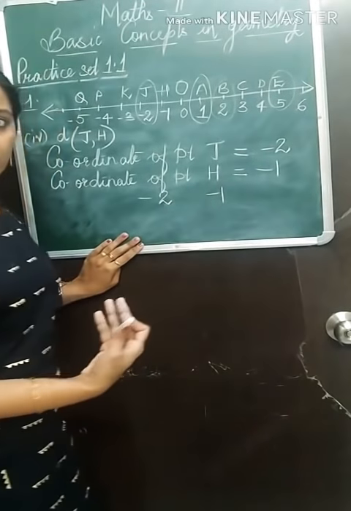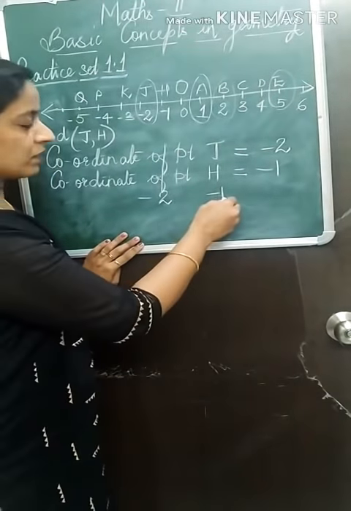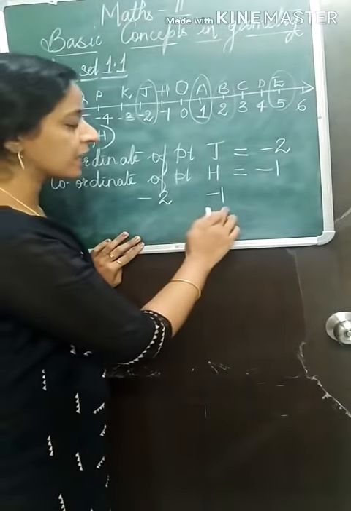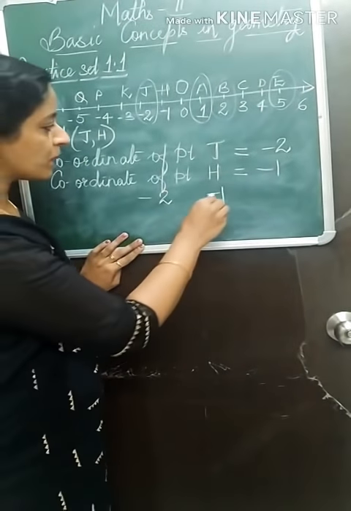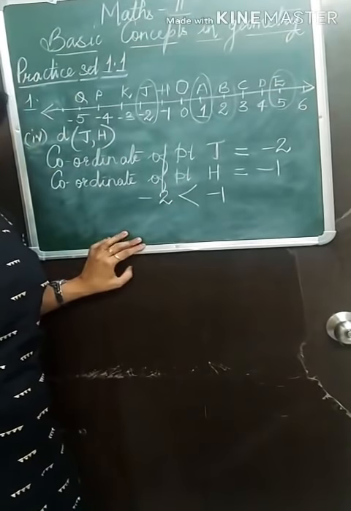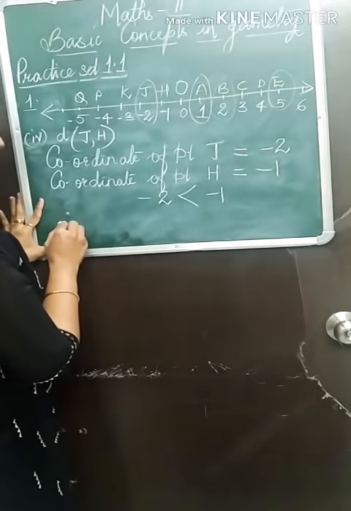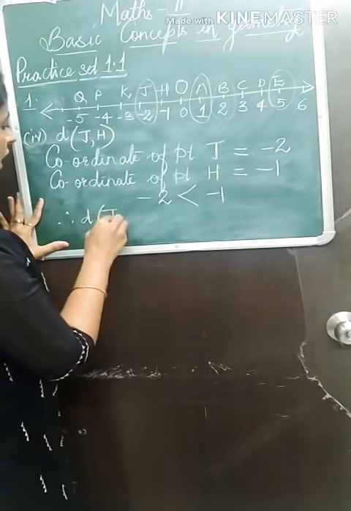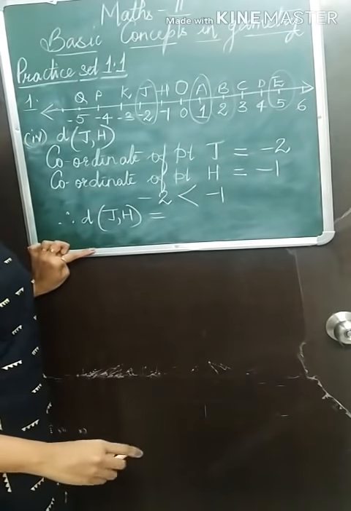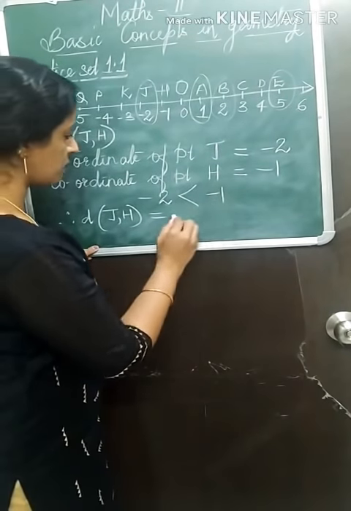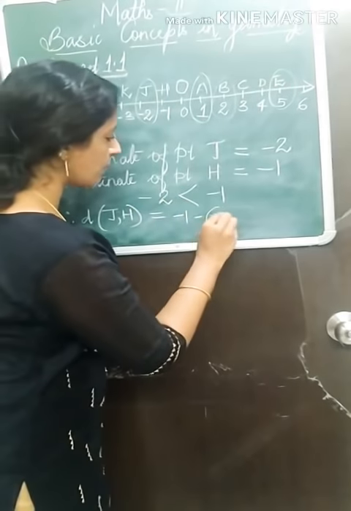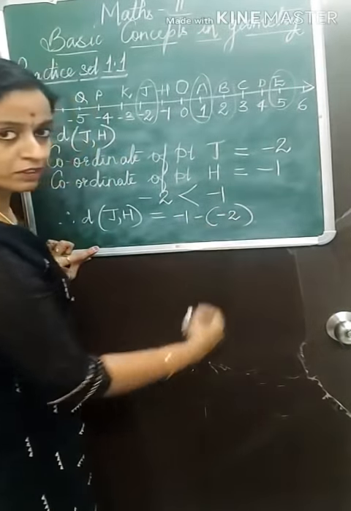-2 and -1, which one is greater number? It's the reverse for negative numbers, no? If it was positive numbers, 2 would be greater than 1. But for negative numbers, -1 is greater than -2. So the greater sign will go for -1. Last step. Therefore, distance between J comma H is equal to the bigger number, -1. Be careful. Minus the smaller number, -2. See, I have separated with a bracket.